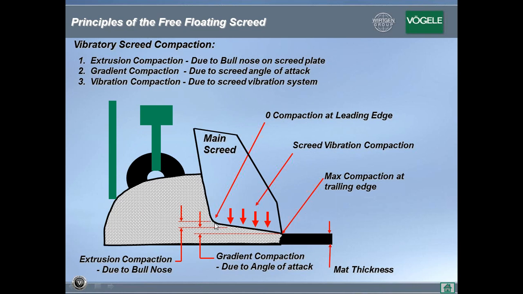As the material hits that radius point, it will start to compact from your strike-off to the flat portion of the screed plate. That compaction is referred to as your extrusion compaction, as you can see here.